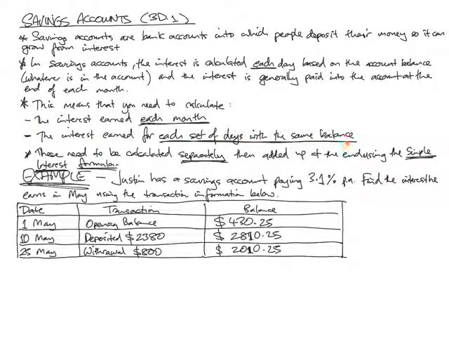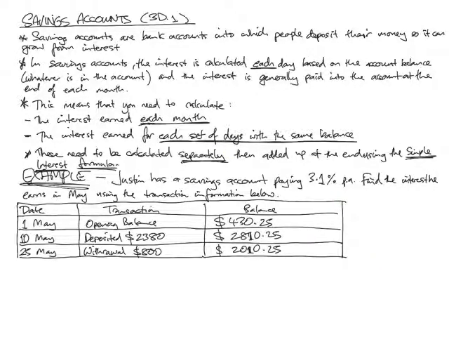Also, the interest earned for each set of days with the same balance. So if the balance changes, even if it's in the same month, you also have to do an interest calculation for that too. You're calculating these all separately and then adding them up at the end, and you're using the simple interest formula. So just to make that clear, because that is quite confusing if you just read the words, we're going to do an example.